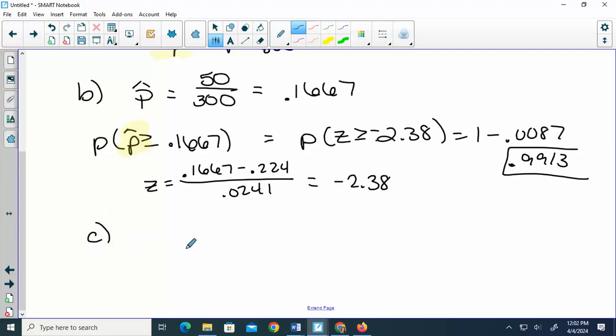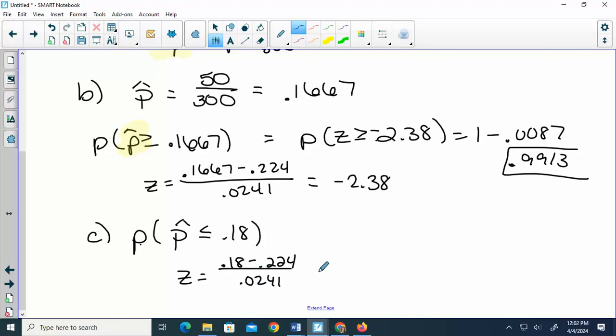C, would it be unusual if 18% or less were smokers? So a percent is like our proportion. We're finding basically the probability that the proportion is less than or equal to 0.18. So we get our z, our value minus the mean divided by standard deviation, and we get negative 1.83. So the probability that z is less than negative 1.83.